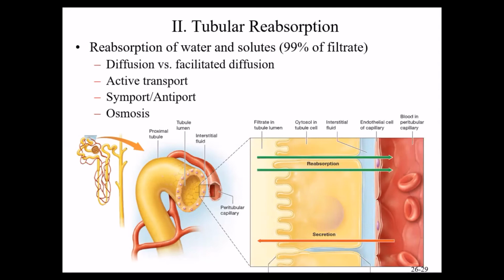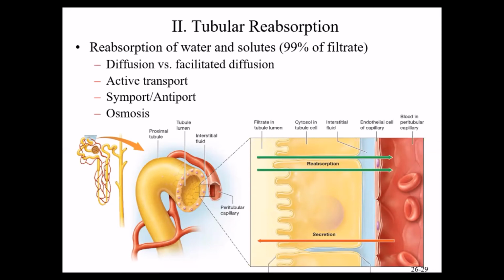Diffusion and facilitated diffusion. Make sure you realize that diffusion is a type of passive transport, which means it doesn't require any energy. A molecule is always going from a high concentration to a low concentration. Sometimes you see the word facilitated diffusion. That just means that it needs help, and usually that help comes from some kind of protein channel.